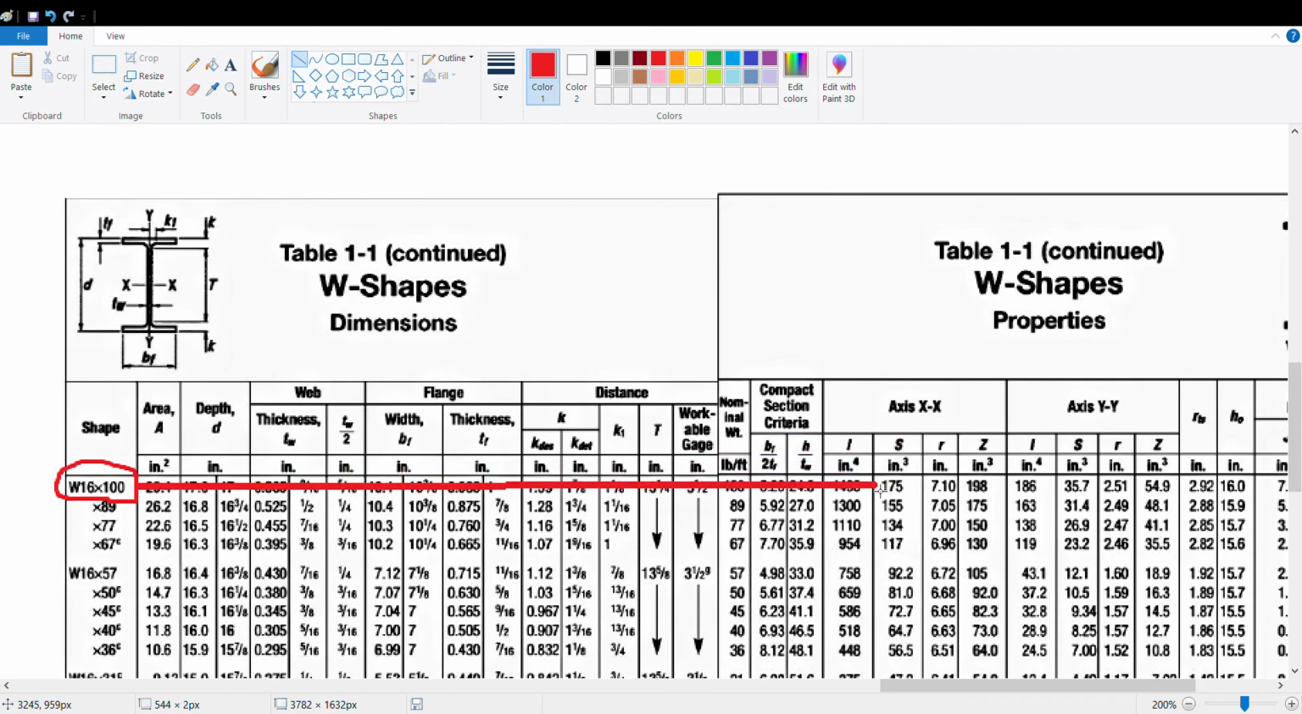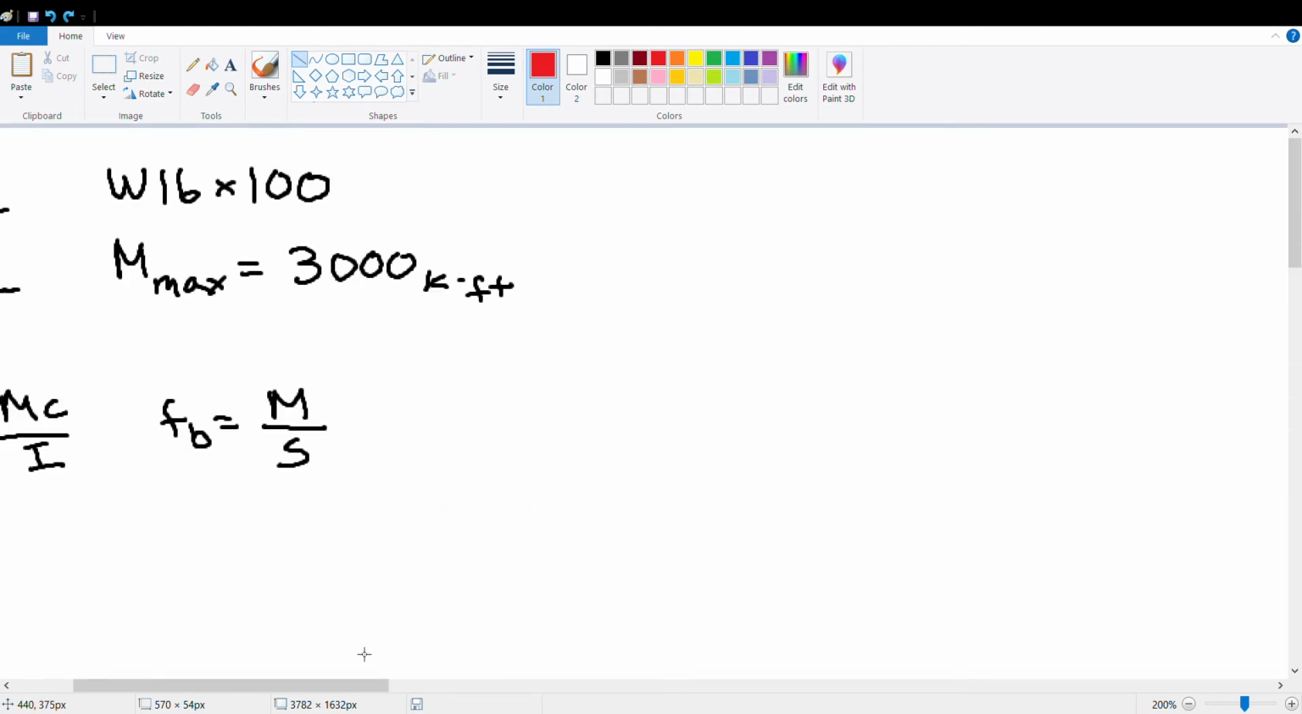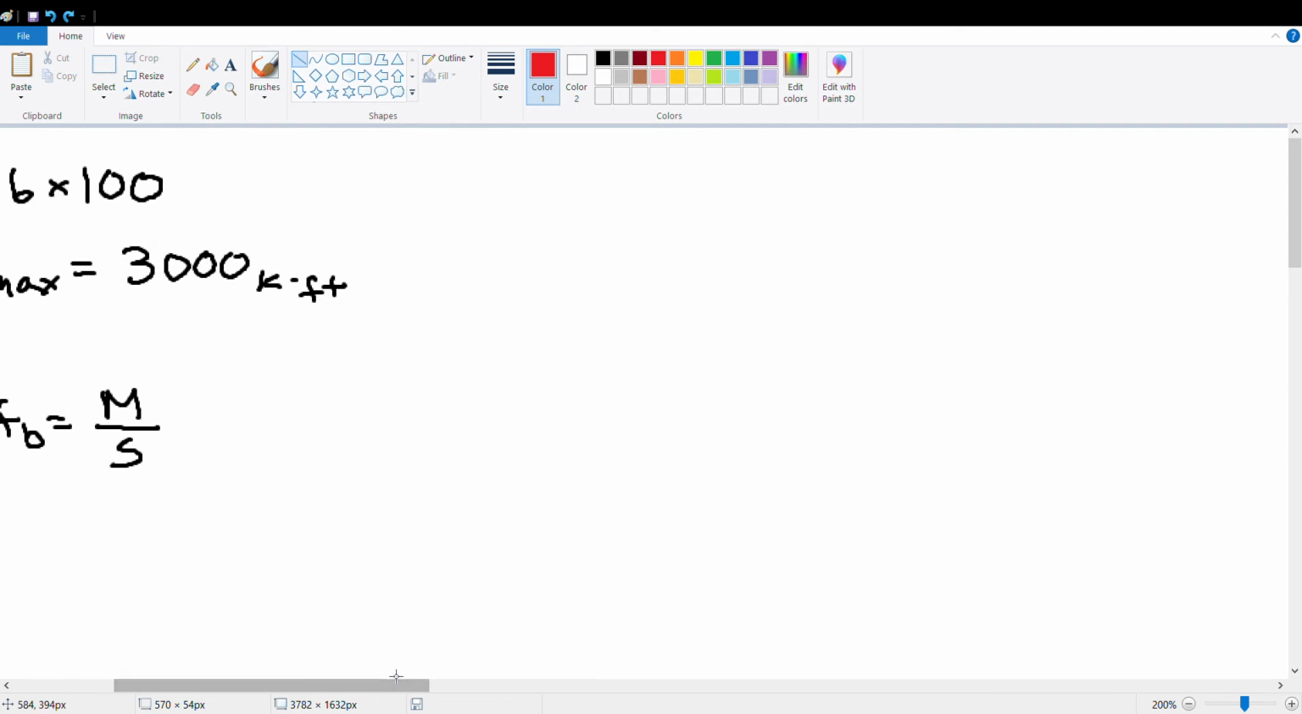Now, here's the thing. People will be like, all right, PE Exam Poppy, I see a section modulus for the x-axis and a section modulus for the y-axis. Which one do I use? Well, in this case, it's going to be bending about the strong axis, so you're going to use the section modulus for the x-axis. You should know what strong axis and weak axis bending is, but we'll go over it very quickly and very generally.